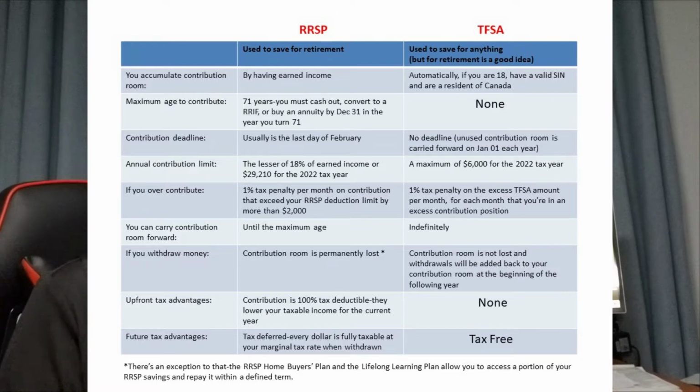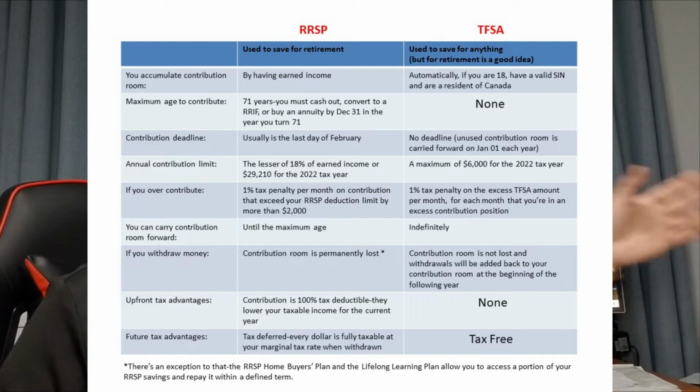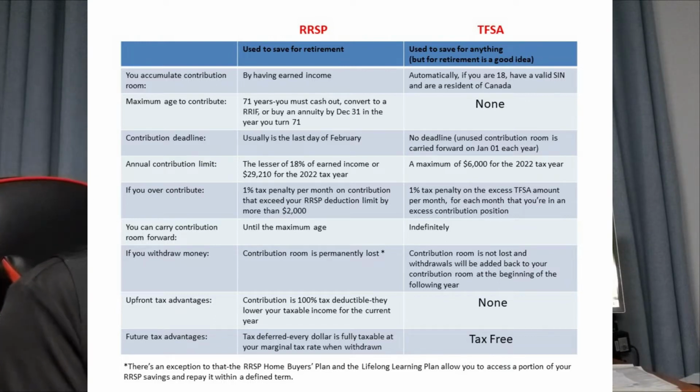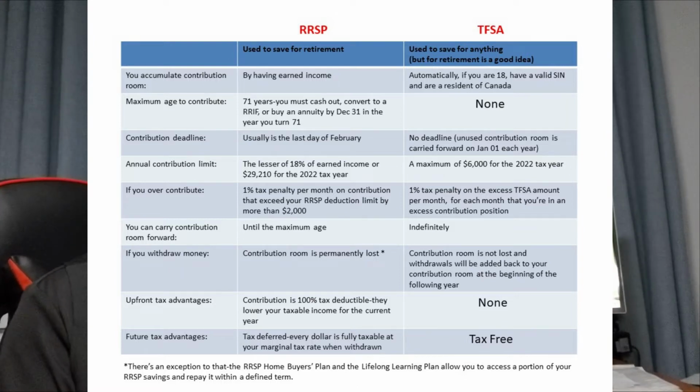But if you're a high income earner, you make $200,000, the maximum dollar amount you can contribute to RRSP is $29,210. So no matter if you make $500,000 or more, the maximum amount is $29,210. You cannot over contribute because there's a tax penalty, 1% per month, right? But each person is allowed a lifetime over contribution of $2,000. That means you can over contribute by no more than $2,000. If you contribute more than $2,000, you're going to get a tax penalty, right?